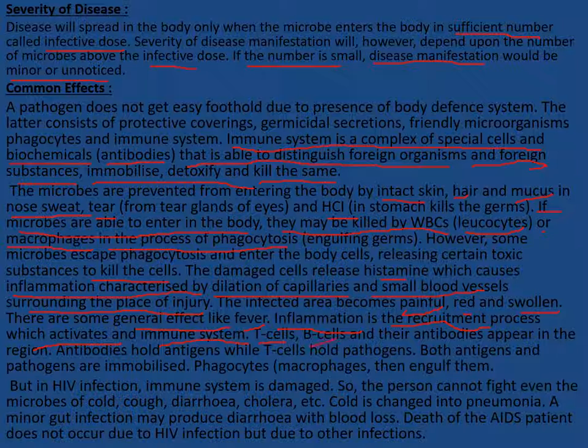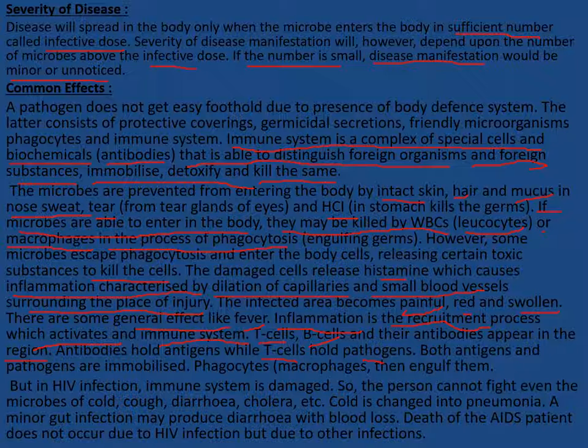T cells, B cells, and their antibodies appear in the infected regions. Due to the activation of the immune system, our T cells, B cells and antibodies will be deployed in that infected area. Antibodies hold the antigens, which are produced by microorganisms, that is harmful organisms, while T cells hold the pathogens.